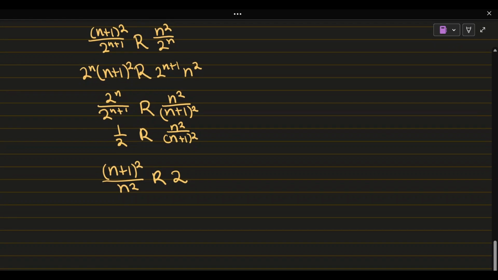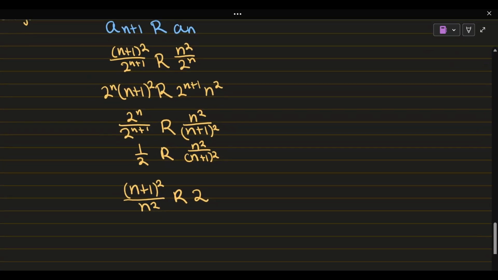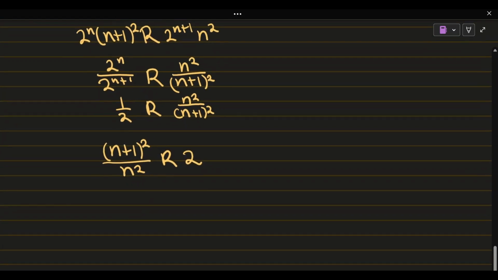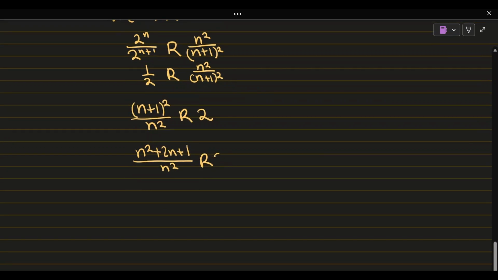And so let's just take a look at some of the values to determine when this actually happens. Let's expand this n plus 1 squared. So I have n squared plus 2n plus 1 over n squared. It's related to 2 in some way. And I can go ahead and write this as 1 plus 2 over n plus 1 over n squared, related to 2.